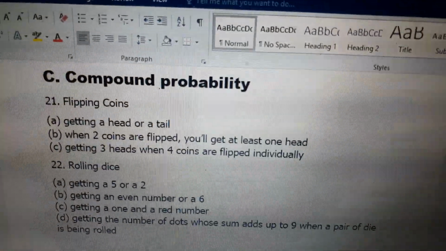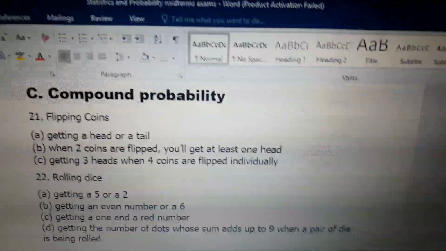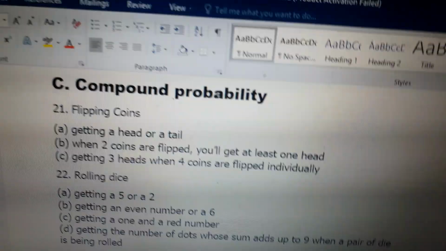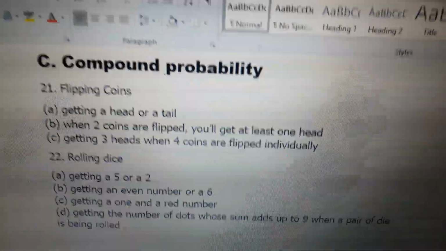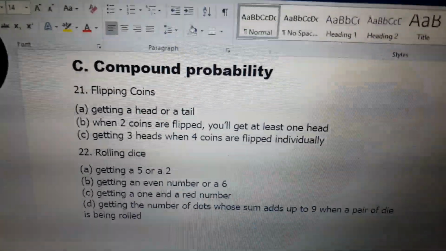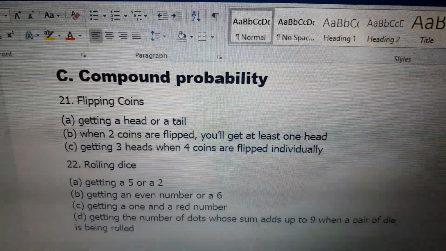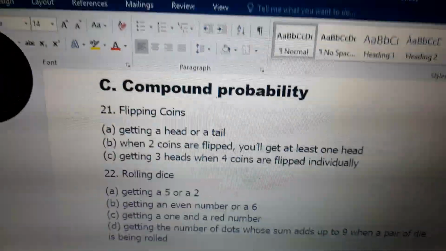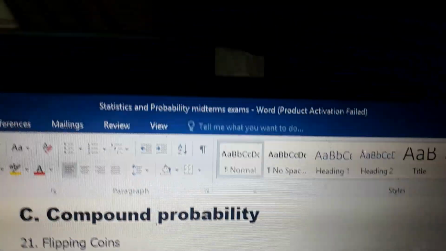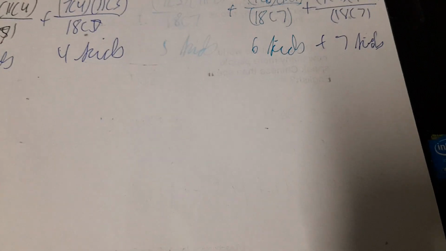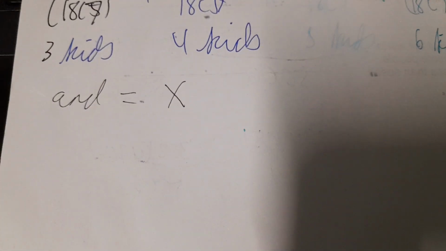Like for example, do you remember when you roll a die? I'll show you an example. Number 1, flipping coins. Getting a head or a tail. Also, one more thing you have to learn in stats and probs: whenever you have compound probability, you have to focus on the grammar. If you see the word "and," that means times, multiplication. If you see "or," that means plus, addition.